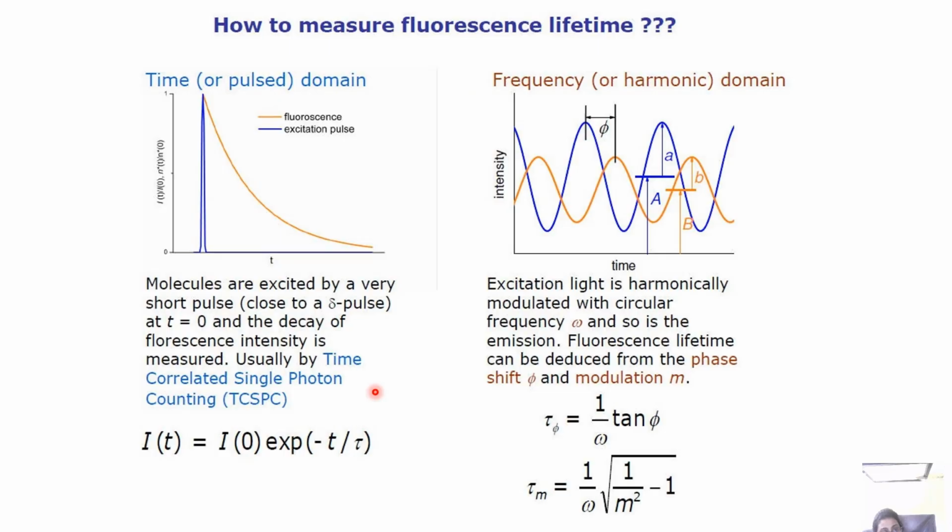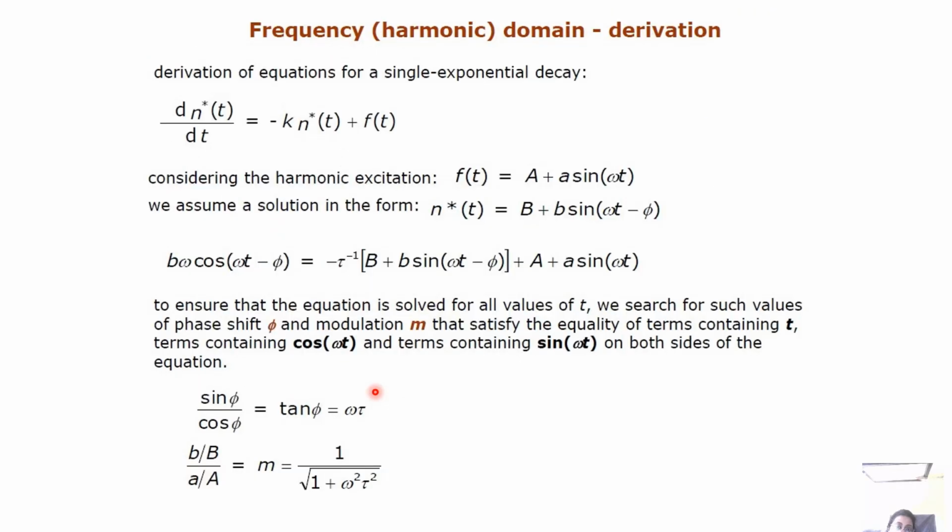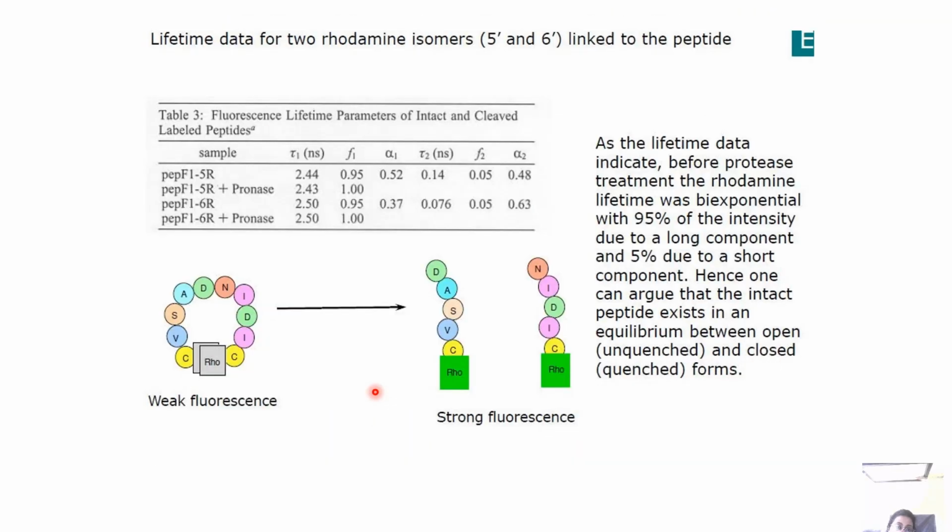So molecules are excited by a very short pulse, close to a delta pulse at T0, and the decay of the fluorescence intensity is measured, usually by time correlated single photon counting. In the frequency domain method, the excitation is harmonically modulated with circular frequency omega, and so is the emission. The fluorescence lifetime can be deduced from the phase shift phi and the modulation m. Not going into too much detail.